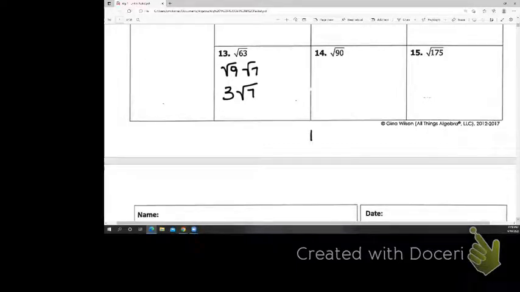90. 9 again, yes. So 90 is the same as 9 times 10. Not 9 times 90, 9 times 10. 9 sends a 3 to the outside, but there are no other square factors in 10, so it's just square root of 10.